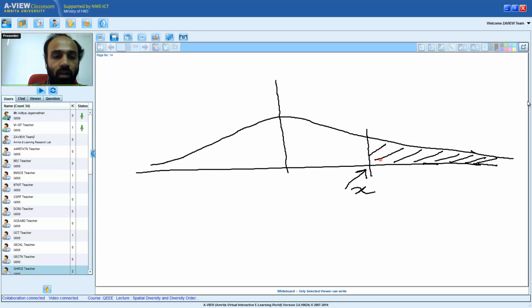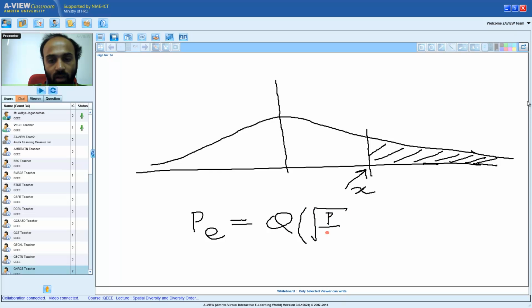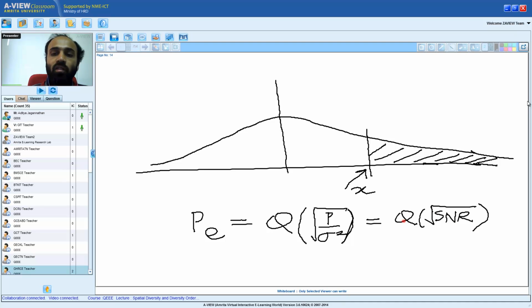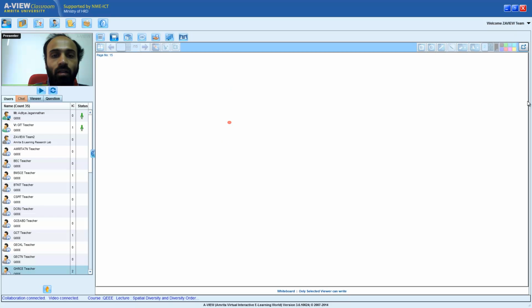This is the probability that the standard Gaussian random variable x of mean 0 and variance 1 is greater than or equal to x, and therefore we said the probability of error equals Q of square root of P divided by sigma square, which equals Q of square root of SNR.